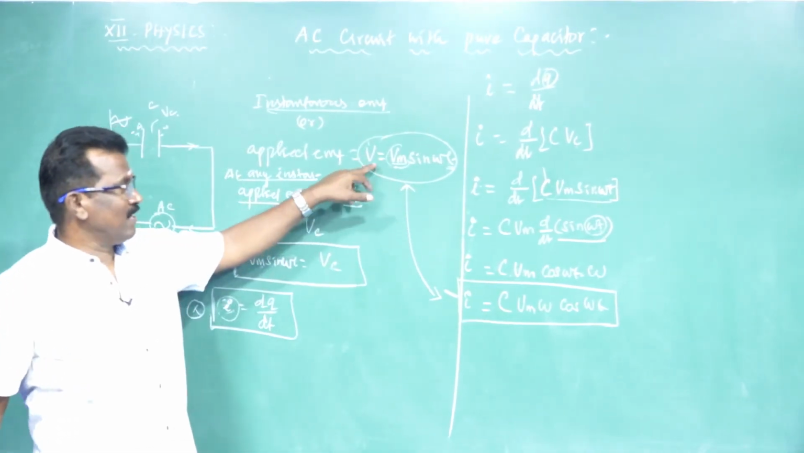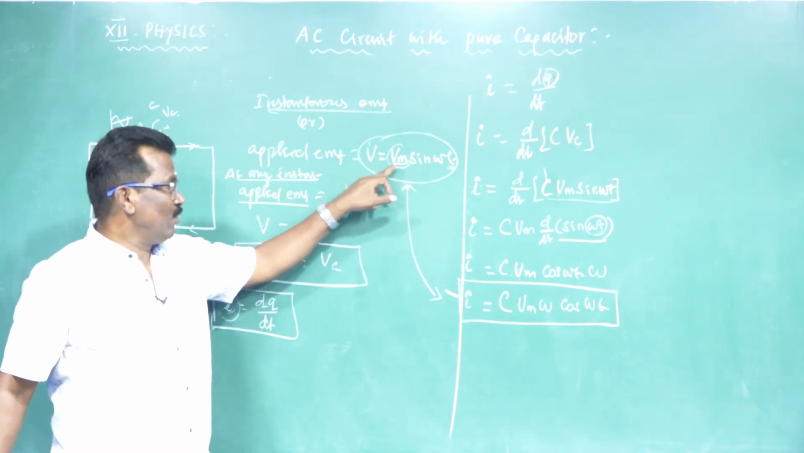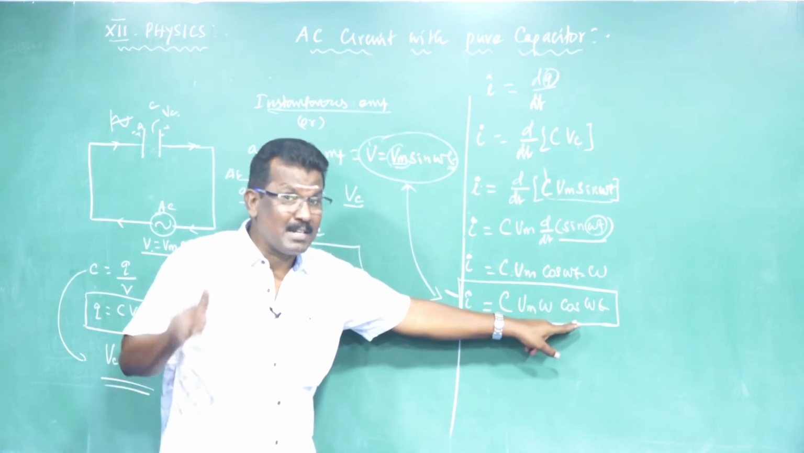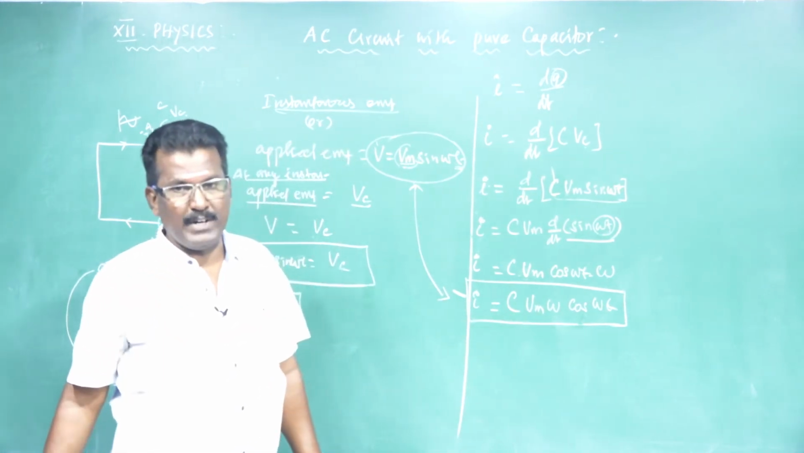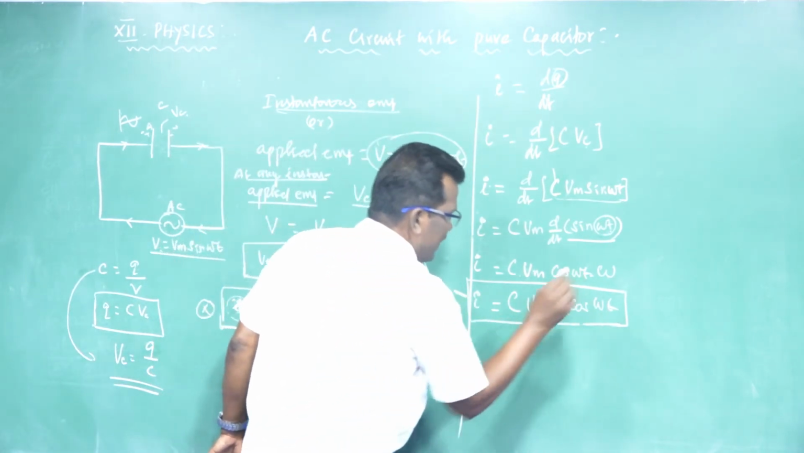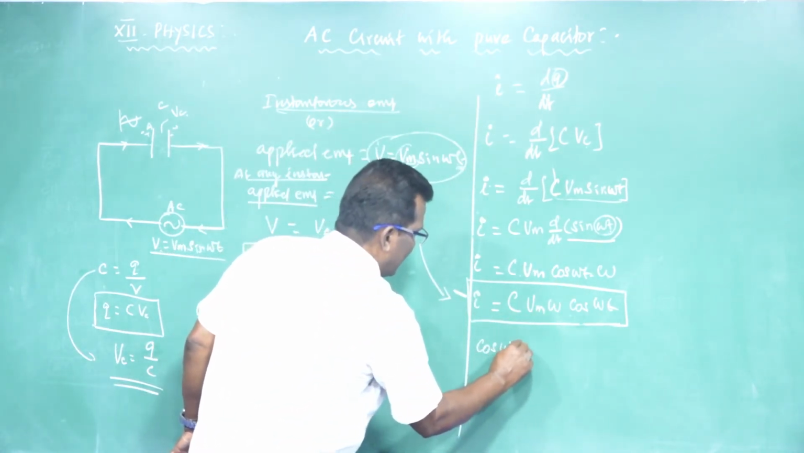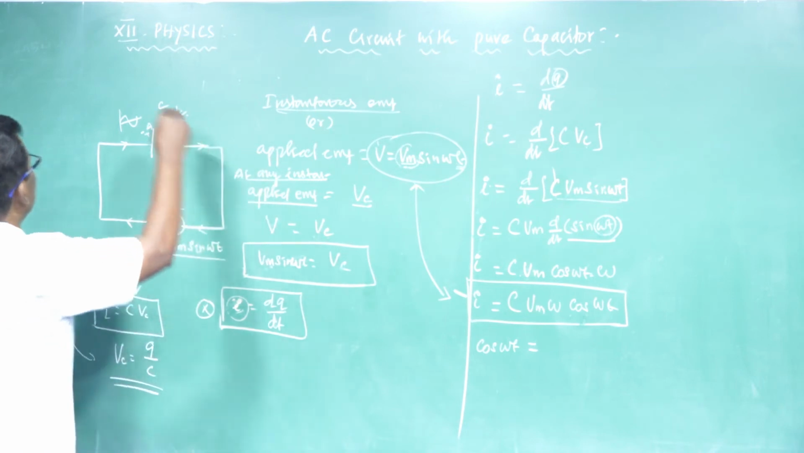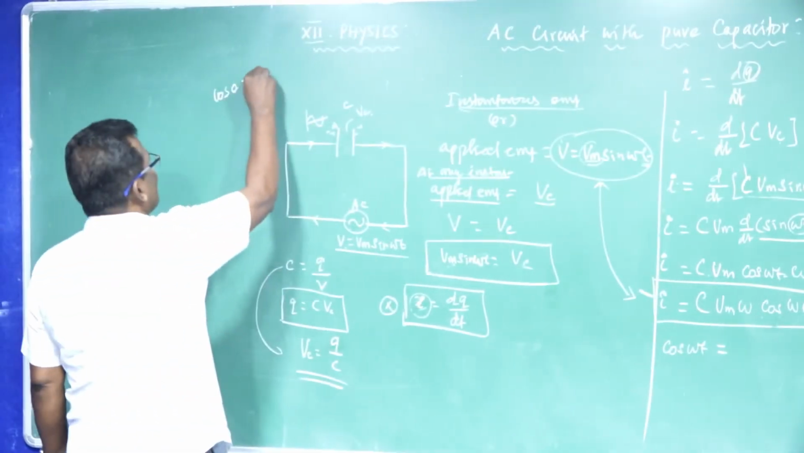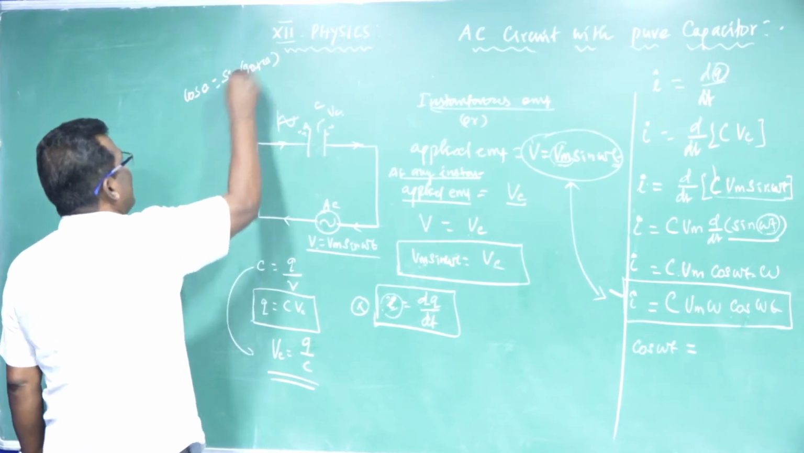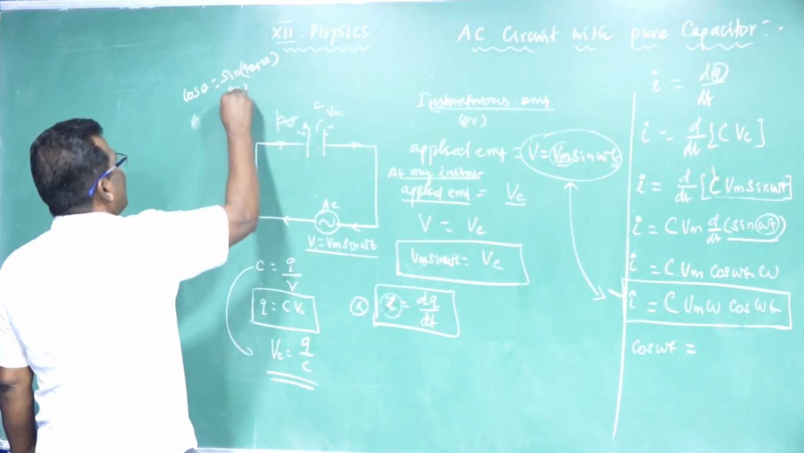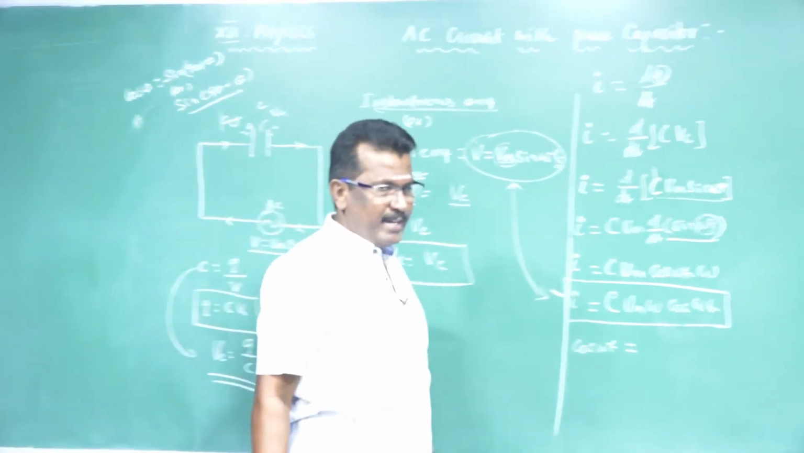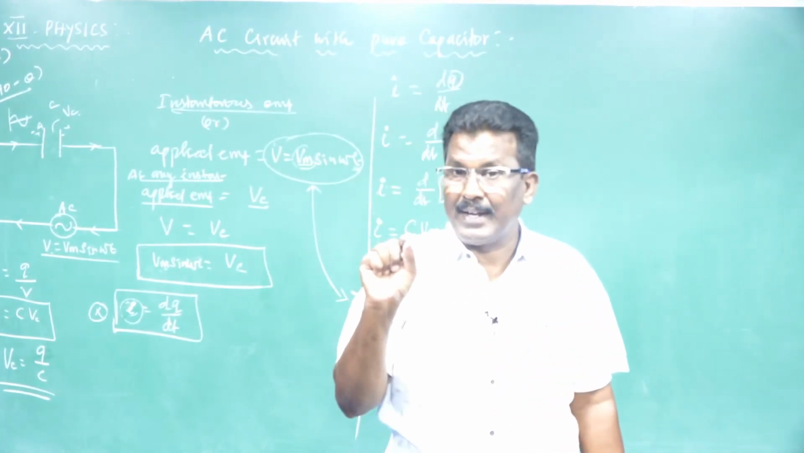Instantaneous voltage is a function of sine: V is equal to Vm sin omega t. Instantaneous current is a function of cos. So the cos function must be converted into a sine function. How? Cos omega t, or cos theta. We have two options. Cos theta is equal to sin 90 plus theta, or sin 90 minus theta.